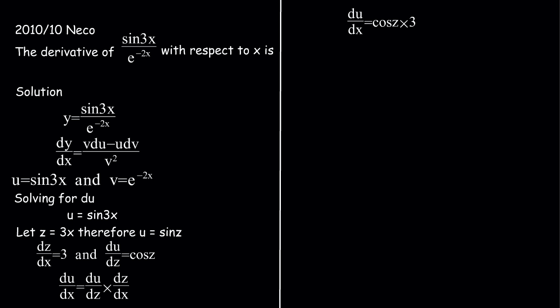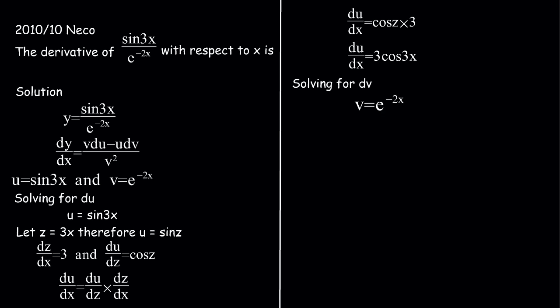Now recall that originally z is equal to 3s. Now substituting 3s for z, our final answer becomes du over ds is equal to 3 cos 3s. Now we are also still going to be looking for dv using the chain rule.